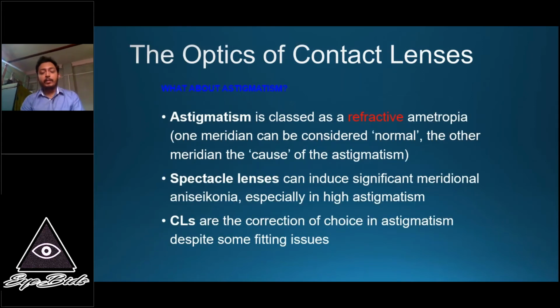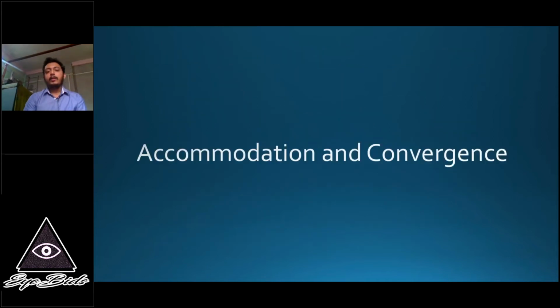What happens in astigmatism? Astigmatism also sometimes comes under refractive ametropia. So here you can go for contact lens correction. Some spectacle lenses in higher astigmatism can also induce significant meridional aniseikonia, so it is better to go for contact lens correction.